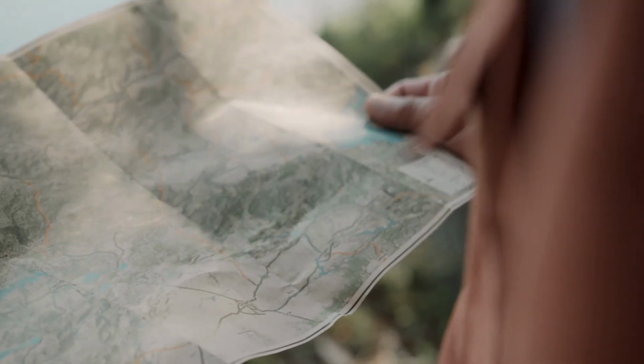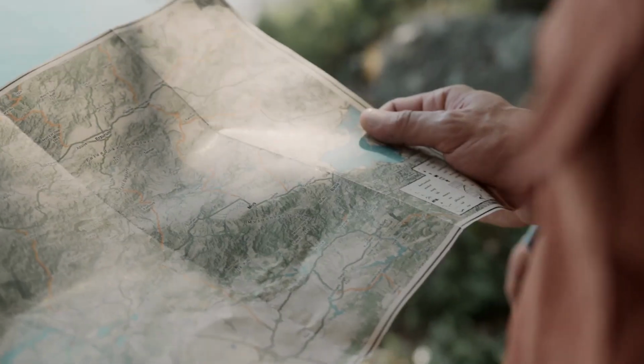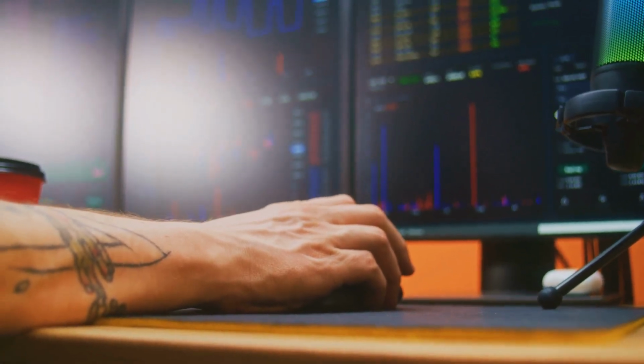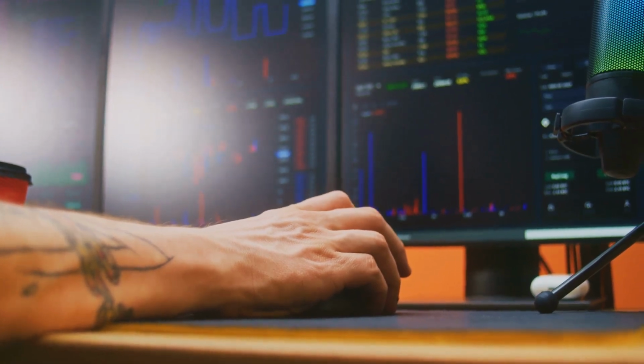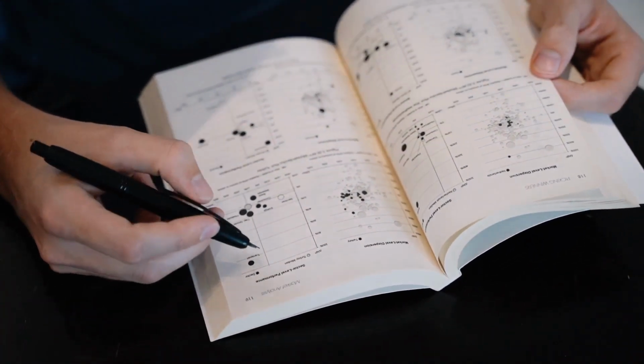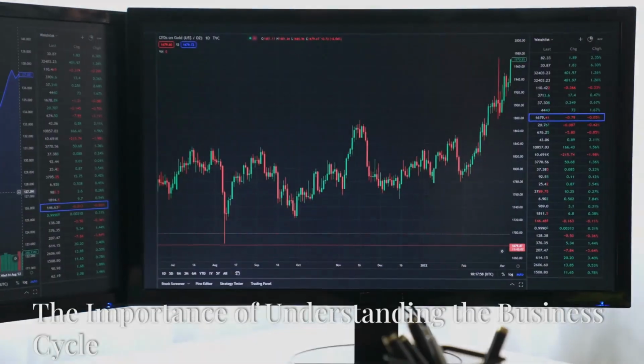Just as a seasoned traveler relies on a map to navigate unfamiliar terrain, investors can rely on their understanding of the business cycle to make informed investment decisions. This guide serves as your roadmap to understanding this crucial concept, equipping you with the knowledge to navigate the complexities of the market and potentially enhance your investment returns.